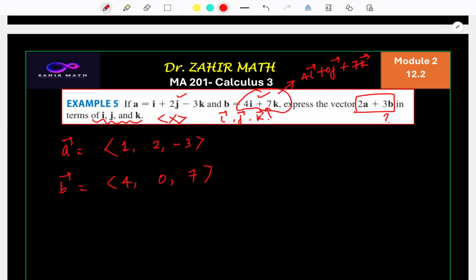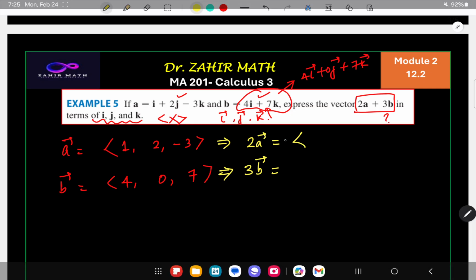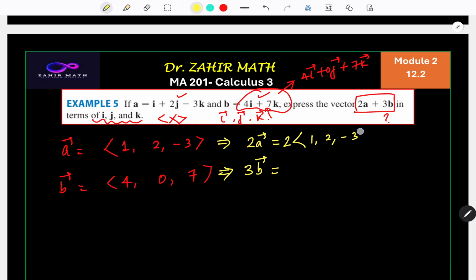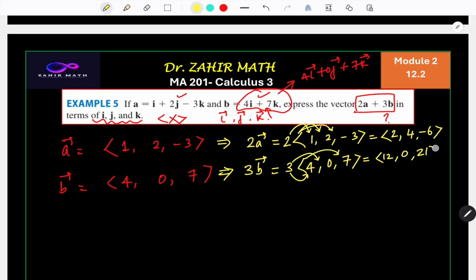So what we are going to do now is calculate the 2a vector, and from this we are going to calculate the 3b vector. What will be your 2a vector? 2 times 1 comma 2 comma minus 3. And what is your 3b vector? 3 times 4 comma 0 comma 7. So this is equal to 2, 4, and minus 6. Let me check: 2 into 1 is 2, 2 into 2 is 4, and 2 into minus 3 is minus 6. 3 into 4 is 12, 3 into 0 is 0, and 3 into 7 is 21.